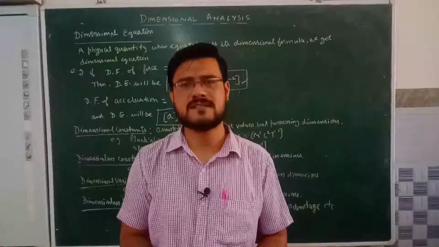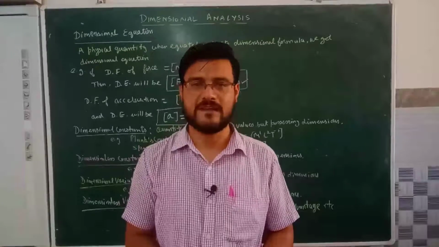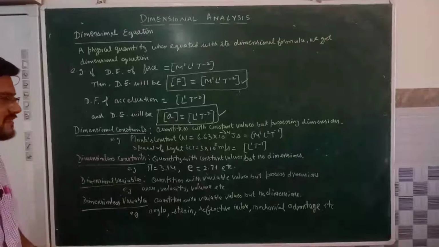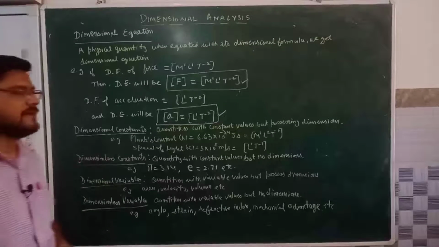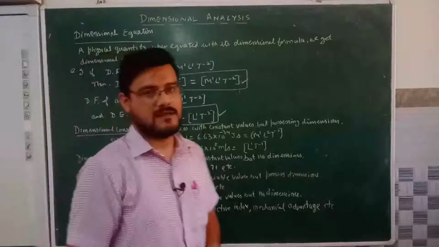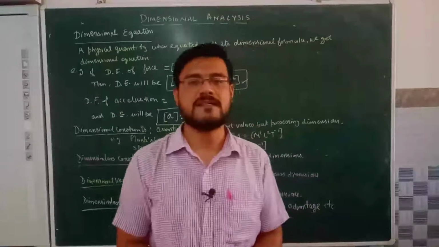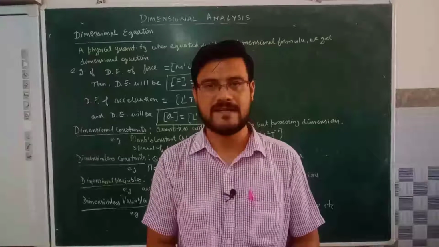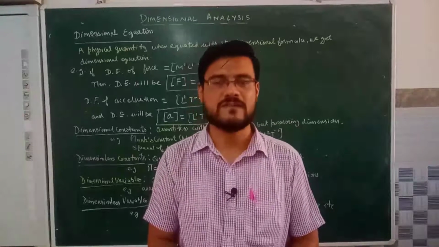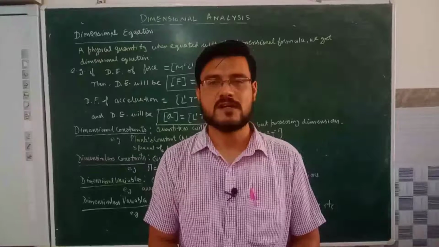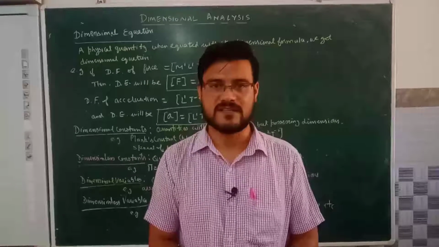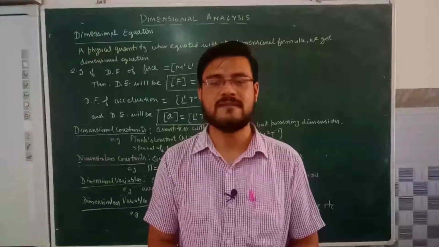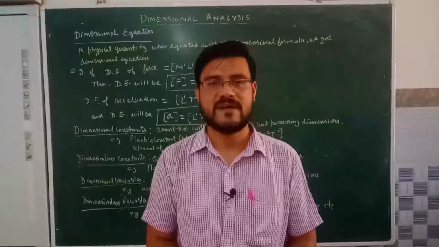Next, we are starting with some basic definitions. First, we are talking about dimensional constants. Dimensional constants are certain physical quantities whose value is fixed permanently. There is no change in the value of those physical quantities, but these physical quantities also possess dimensions. These types of physical quantities with constant value but possessing dimensions, we call them dimensional constants.